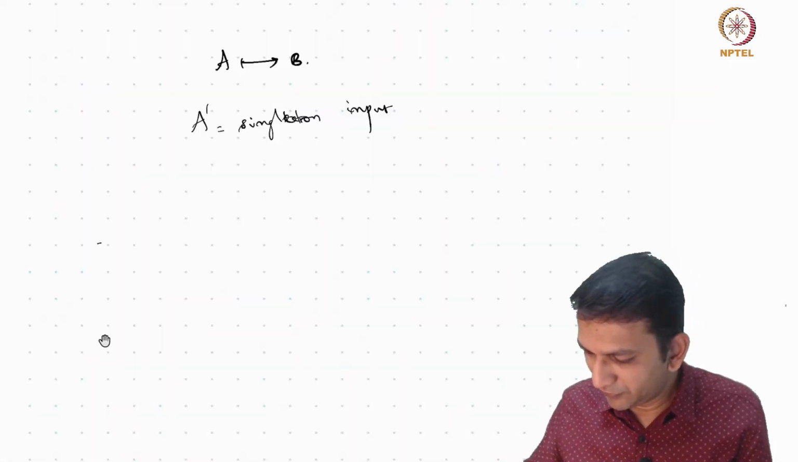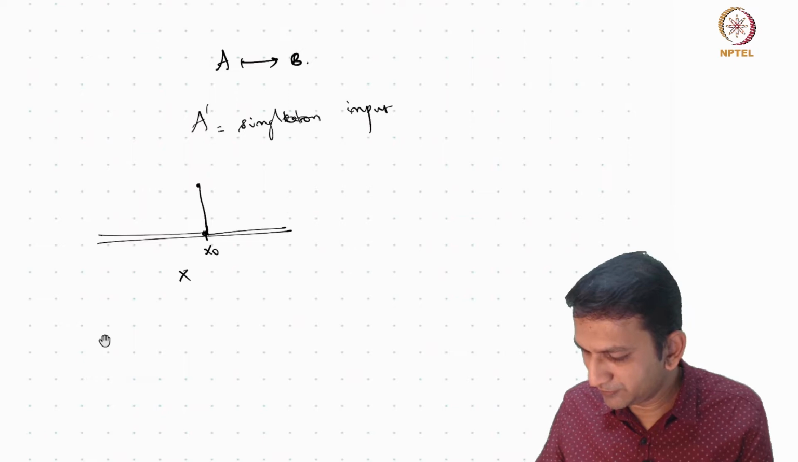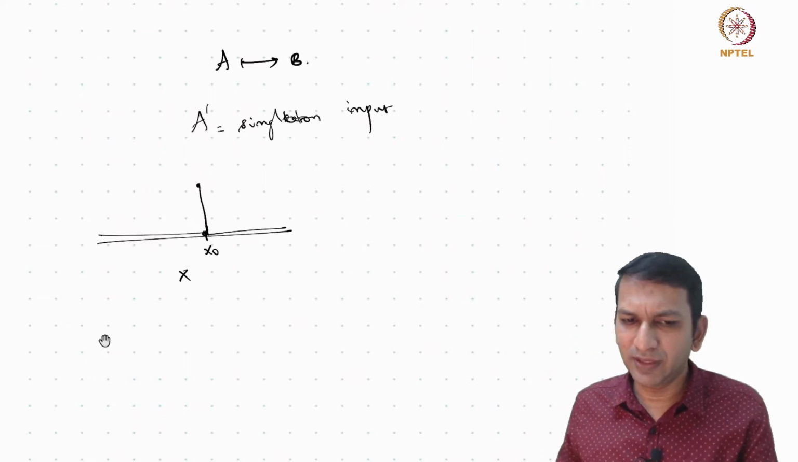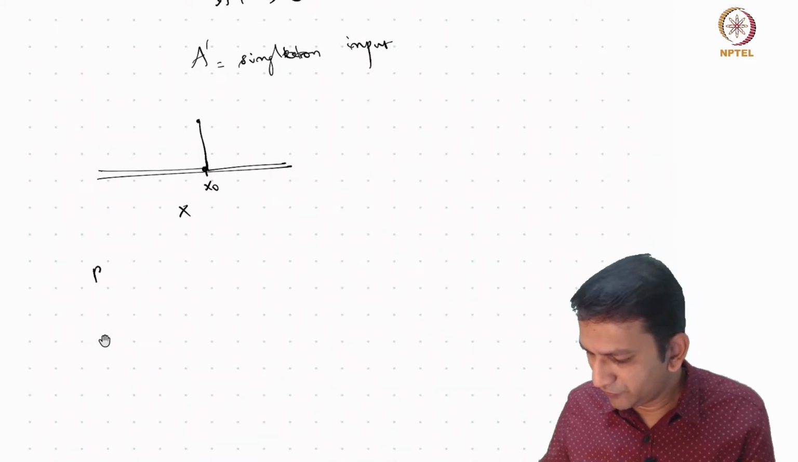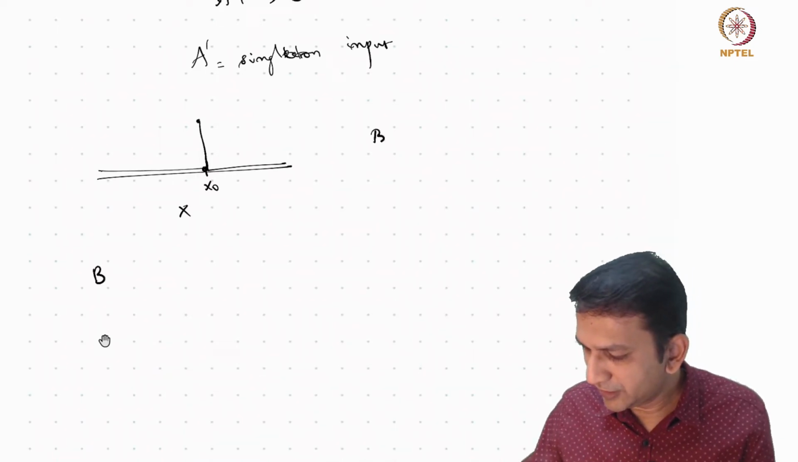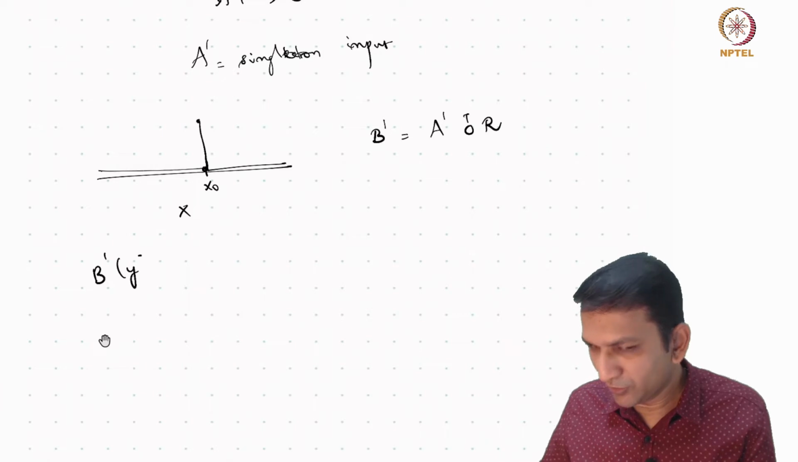That means if you look at it, this is your x, this is your x0. It is 0 everywhere else except at this point where it is 1. So this is the fuzzy set that we are considering. Now let's look at what happens at this point if we give the CRI, B dash is A dash composed with R. So B dash is a fuzzy set on Y.